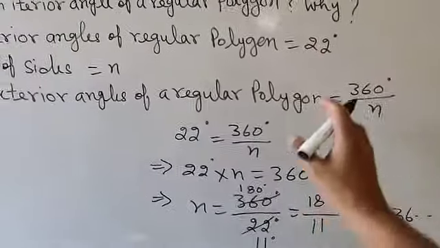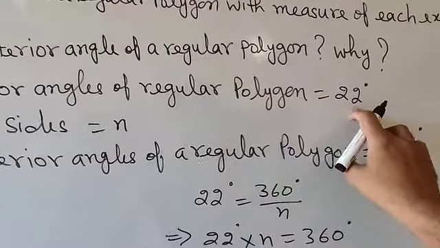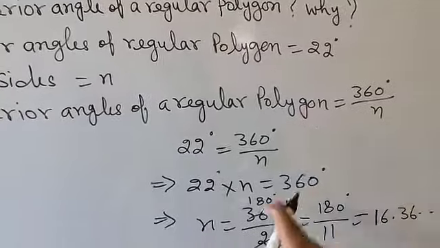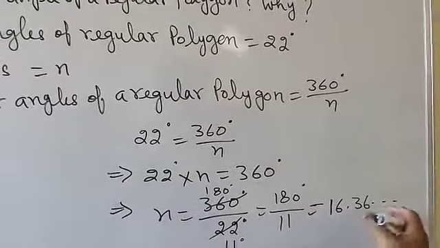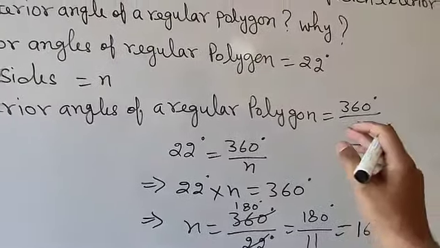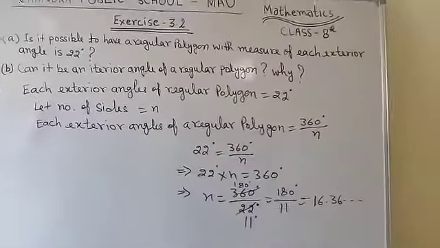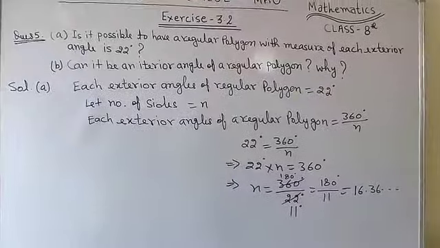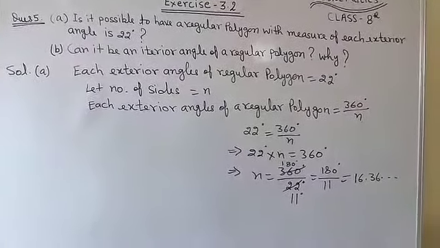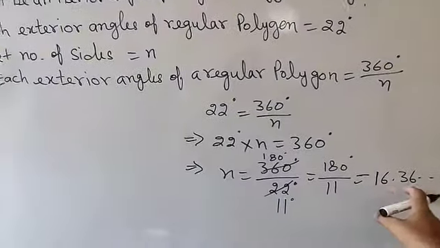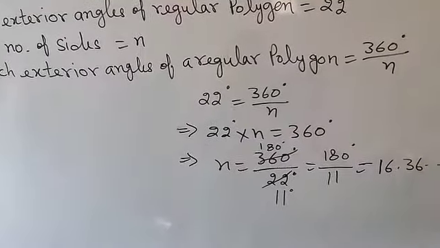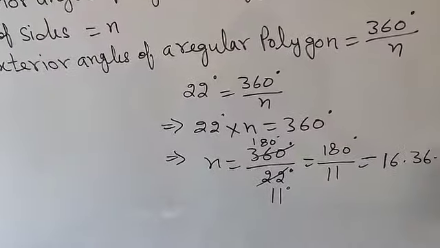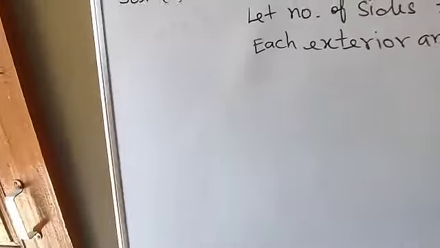So if each exterior angle is 22 degrees, then that polygon would have 16.36 sides. That is not possible. It means no regular polygon is possible having each exterior angle 22 degrees. The reason is that the number of sides for 22 degrees is 16.36, which is not possible. So here you can write the complete answer.